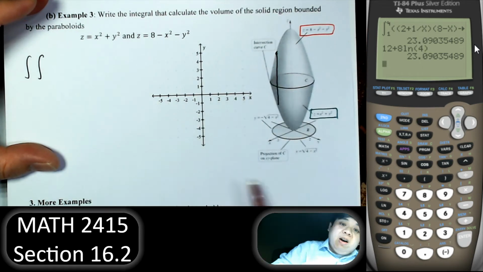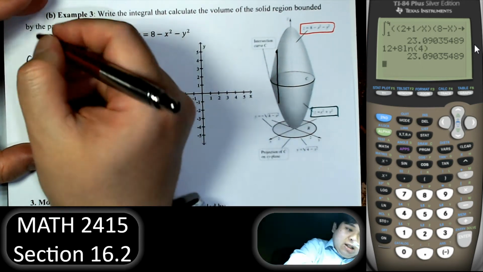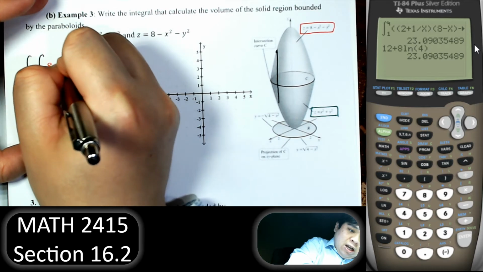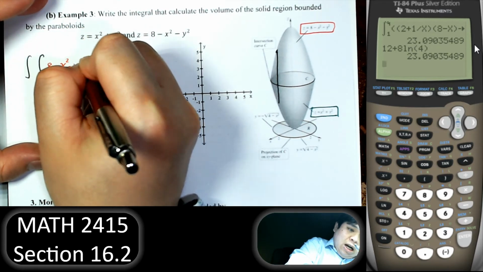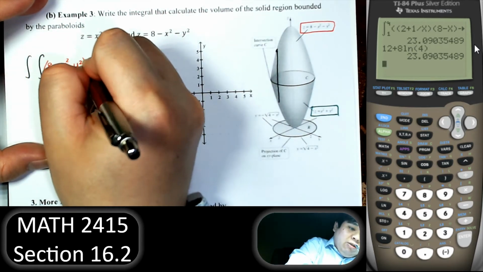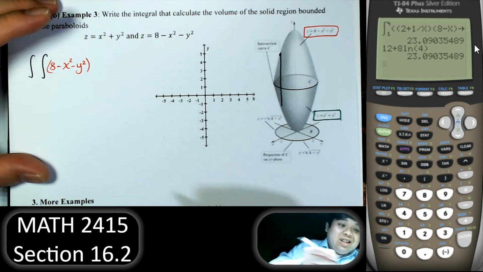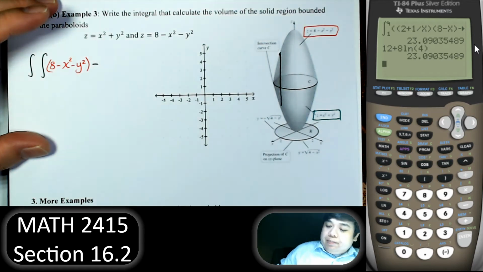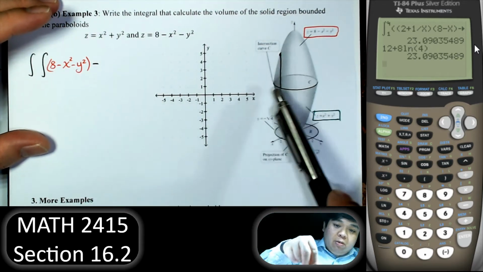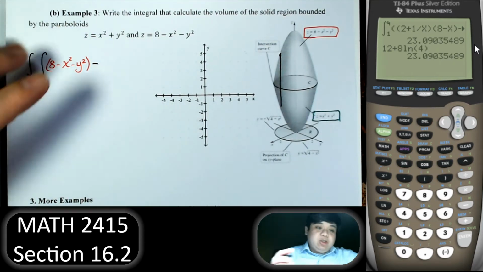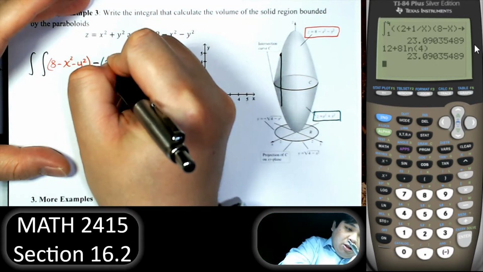The function above is going to be 8 minus x squared minus y squared. I'm just going to write this area. We're not going to evaluate this. Evaluating this is involved in the next section. We can do that nicely, but not in here. So function above minus function below, in that case 3D, is x squared plus y squared.